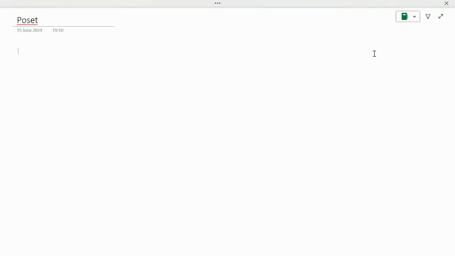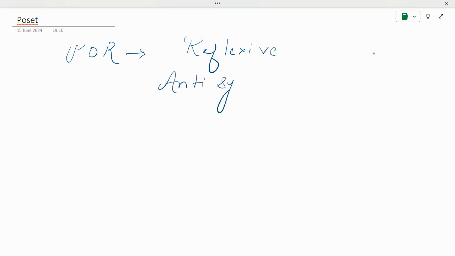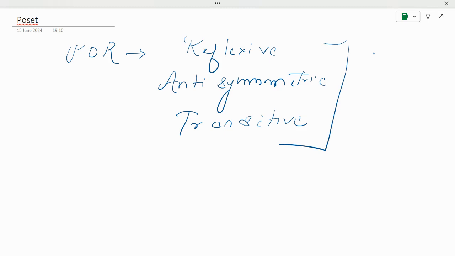Hi all, welcome back. In this video, we are going to learn about posets. Earlier we saw what a POR, a partially ordered relation, is. A relation is said to be a POR if it is reflexive, antisymmetric, and transitive as well. So any relation on set A is said to be a partially ordered relation if it is reflexive, antisymmetric, and transitive. For example, we defined that less than or equal to on Z is a POR.